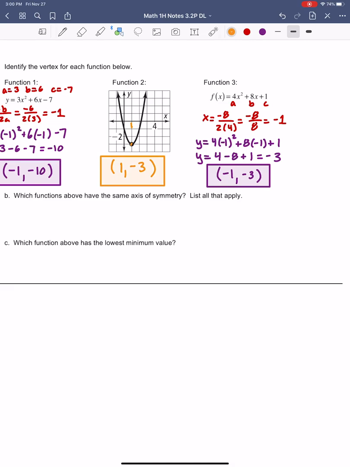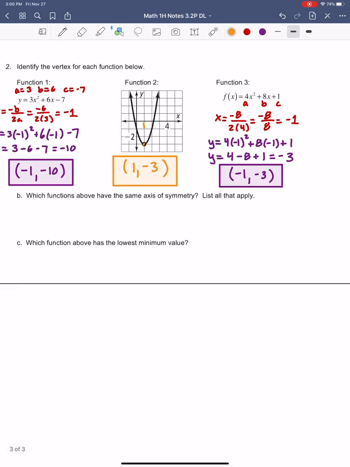It says, which functions above have the same axis of symmetry? For this one, that's going to be function 1 and function 3, because remember the axis of symmetry is the x-coordinate there, and those have the same axis of symmetry. So I'm going to put 1 and 3. That's functions 1 and 3.